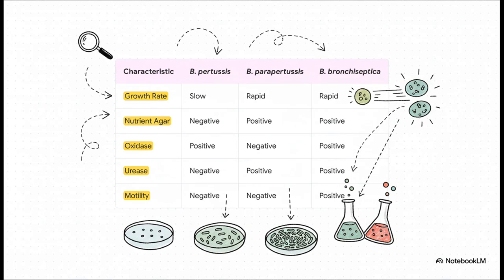This table right here is pretty much your key for telling these species apart. Just look, you can work right down the list. Growth rate immediately separates Bordetella pertussis. Then, growth on nutrient agar groups Bordetella parapertussis with Bordetella bronchiseptica. And finally, the biochemicals nail the ID. That negative oxidase and positive urease, that's your definitive answer for Bordetella parapertussis.